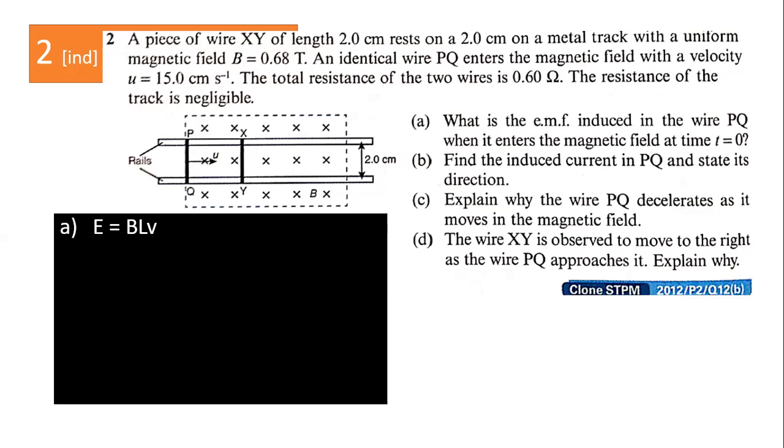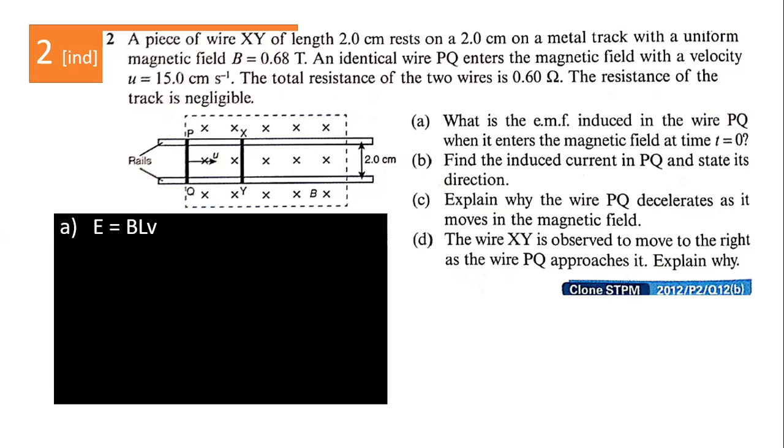Find the induced current in PQ, and state its direction. Okay. How to calculate the induced current? What's the direction? Right hand rule. Field is going in. Motion is to the right. So where's the direction of the current? Induced current or induced EMF? On PQ. Remember, focus on PQ. Don't focus on the rail.